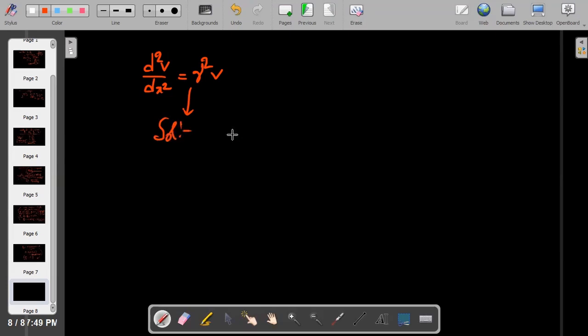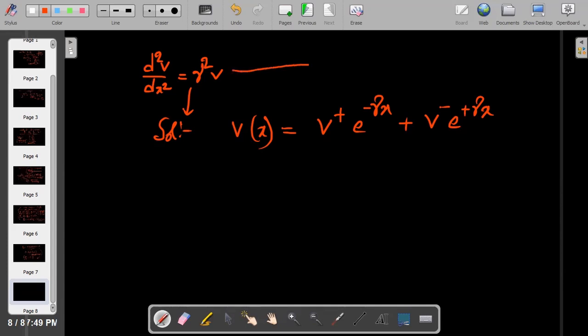The solution is also quite similar. V of x, we can write as V plus e to the power minus gamma x. If you understood today's class, our physical class, this is almost similar. Why am I writing this? There are two types of voltage. One is traveling in positive x direction, and one is traveling in negative x direction. And the solution we are getting is in the form of that only.